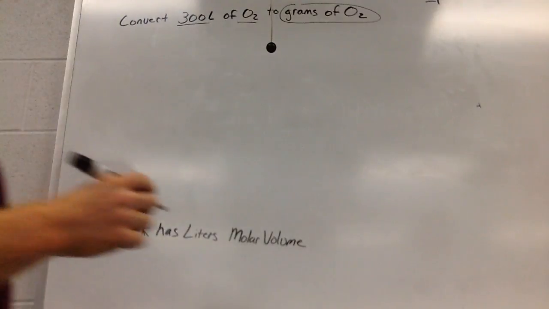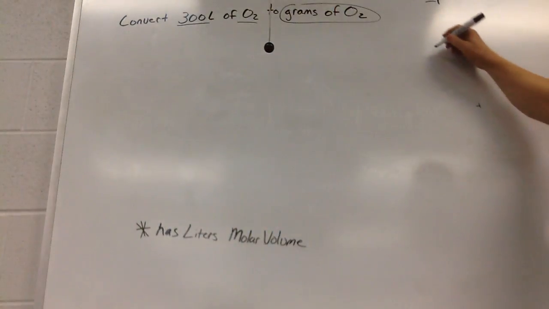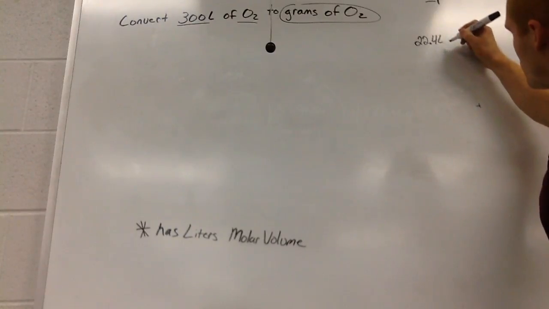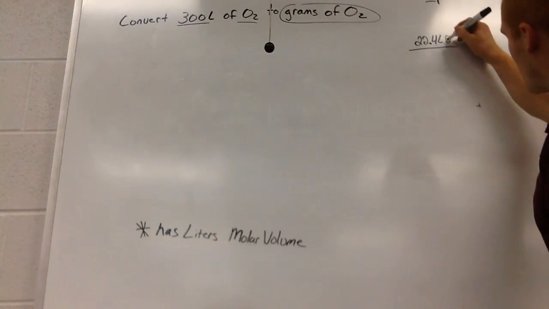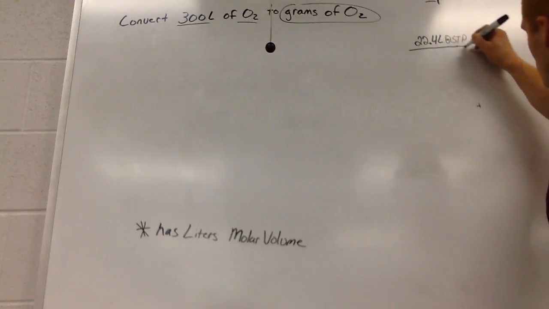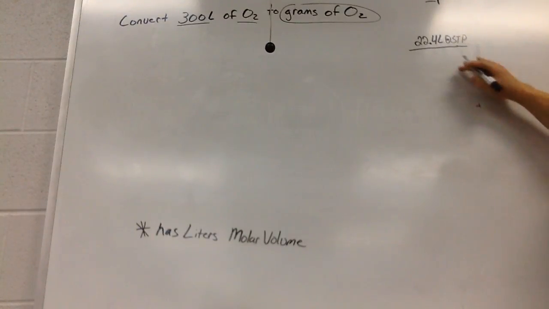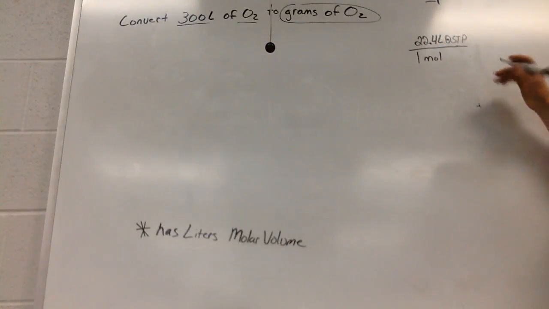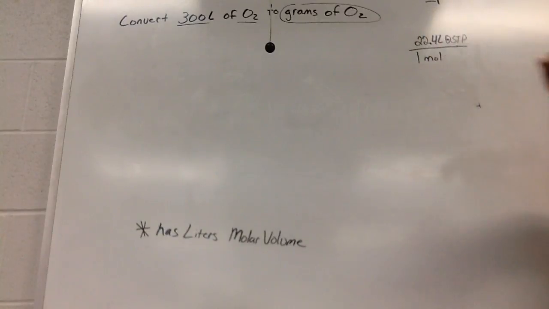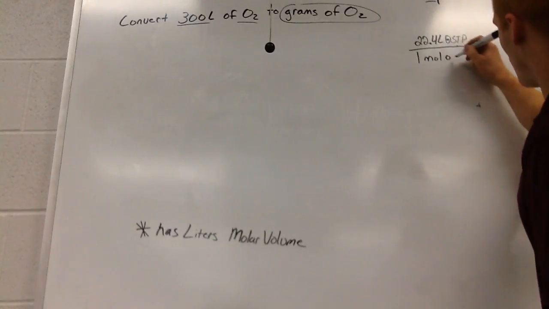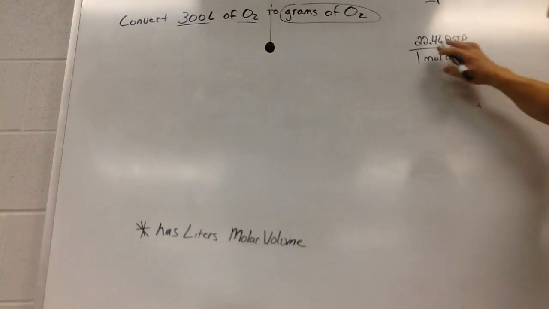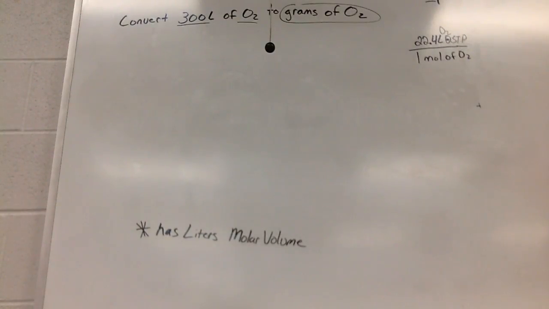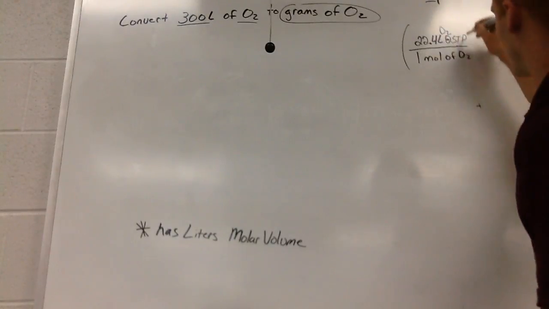So I'm going to write up molar volume over here. It's going to be 22.4 liters at STP. So there's 22.4 liters at STP of 1 mole of any gas, which we're going to use the gas oxygen since that's the one in the problem. So 1 mole of O2, 22.4 liters, sorry, this should say of oxygen, so O2, at STP. So this is one of the conversion factors.